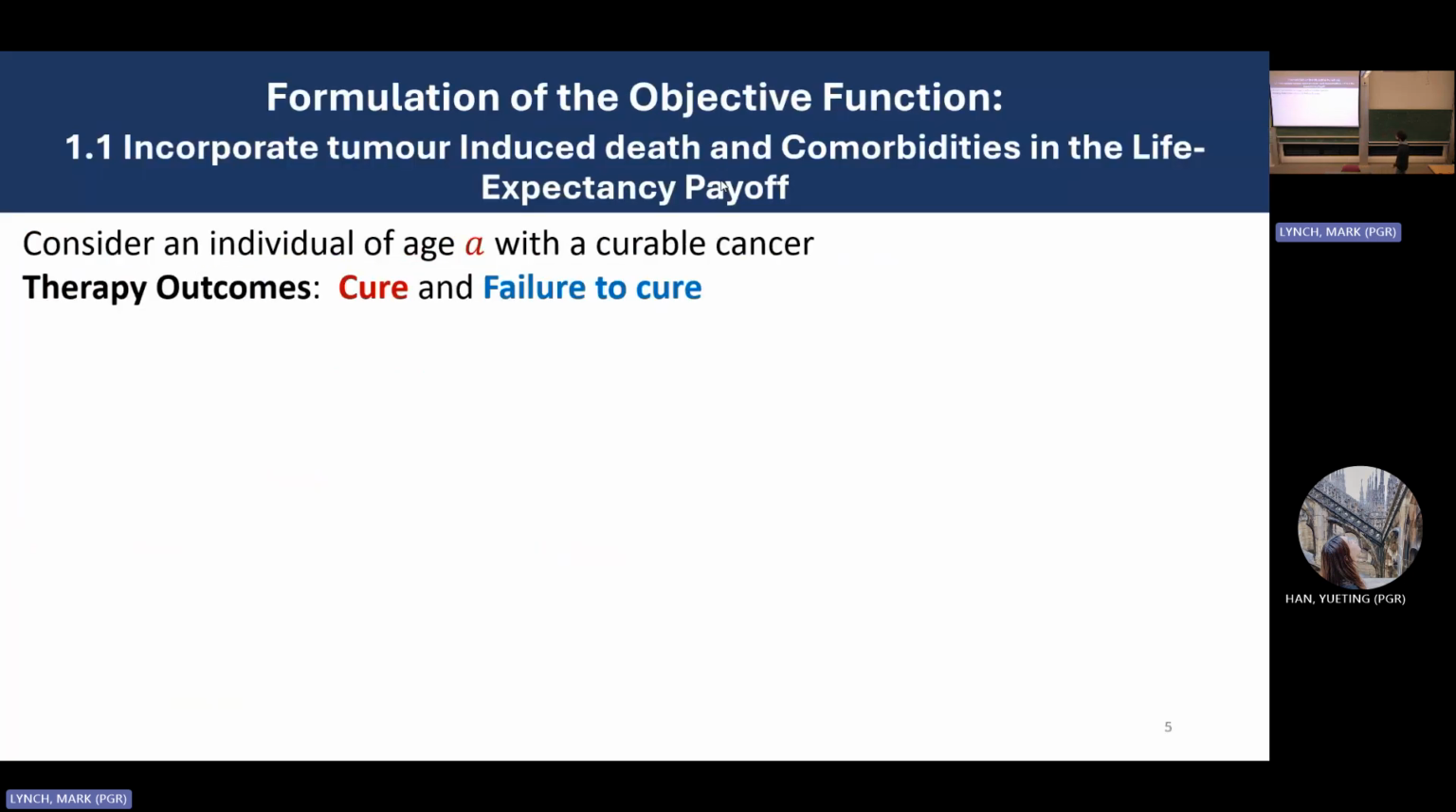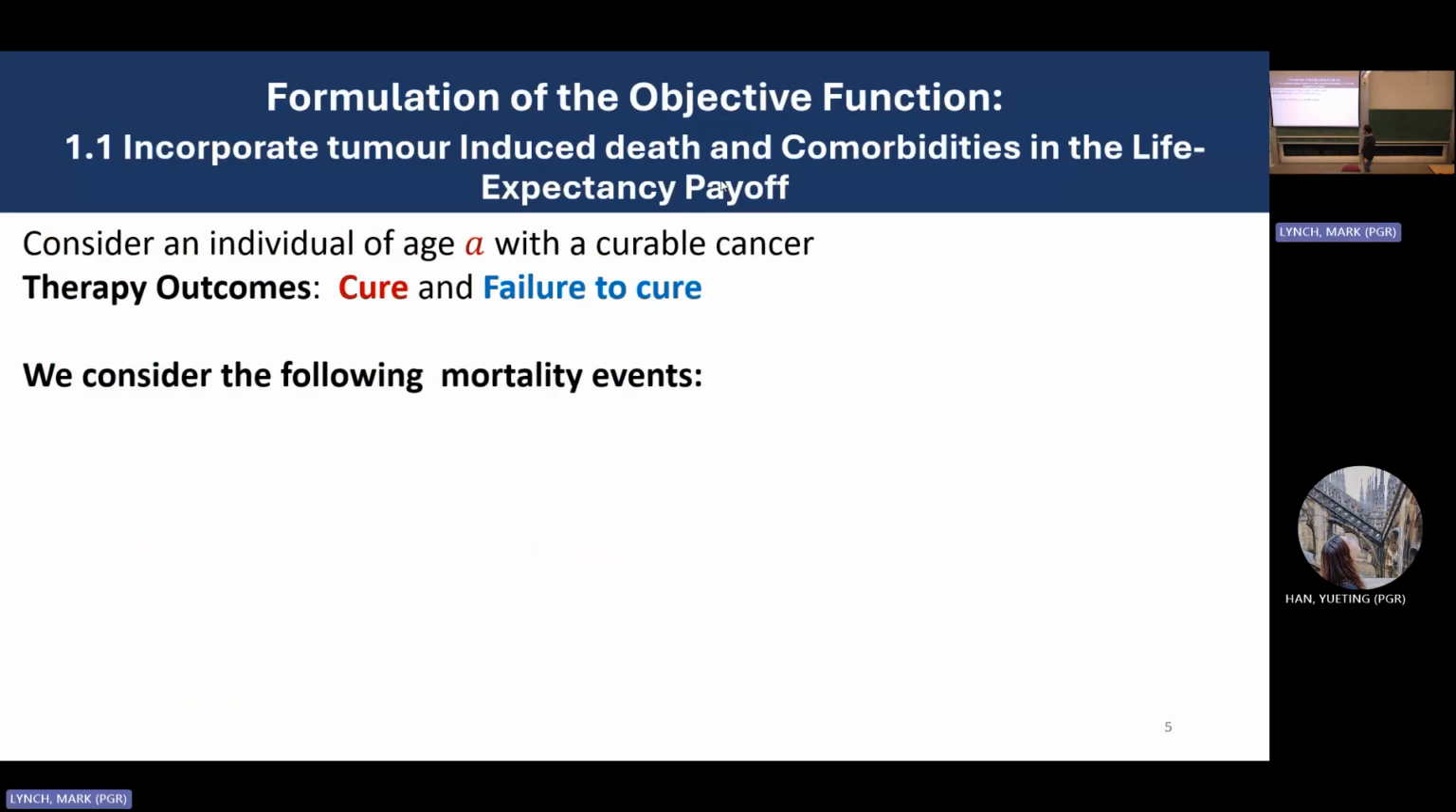So first, we consider an individual of a certain age, and we consider that this individual suffers from a curable cancer. So we consider 2 outcomes. The first outcome is cure, and the second outcome is that the therapy fails to cure.